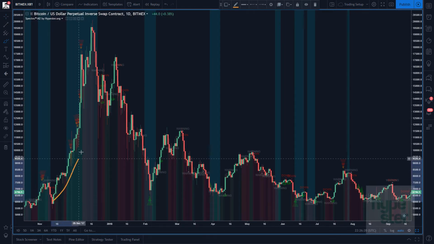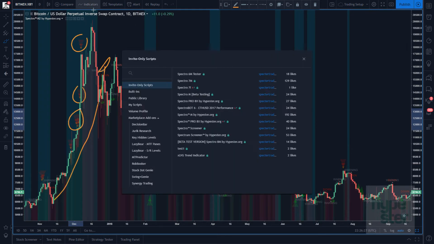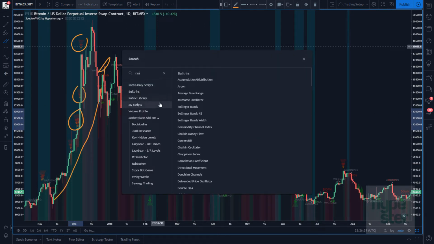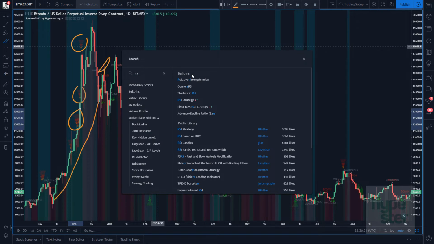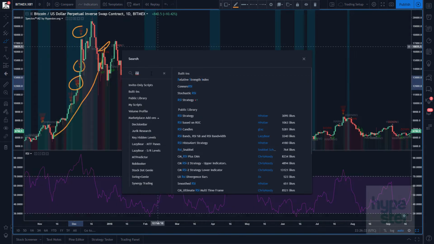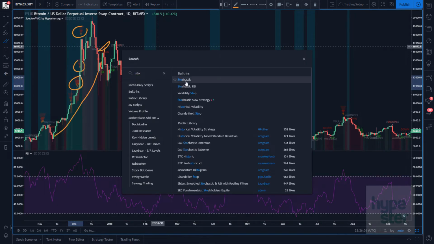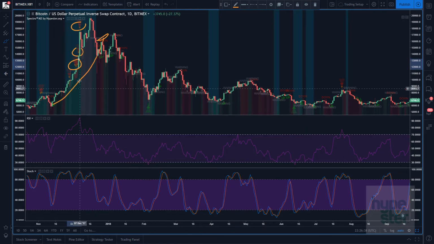For instance, let's look back and we can see what we're talking about. Of course, this is a huge bubble going on here. All the indicators are crazy. For instance, we're going to just add RSI here. RSI, stochastic. You see how here every single indicator pretty much was crazy.